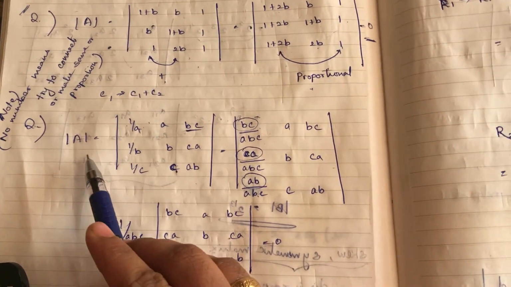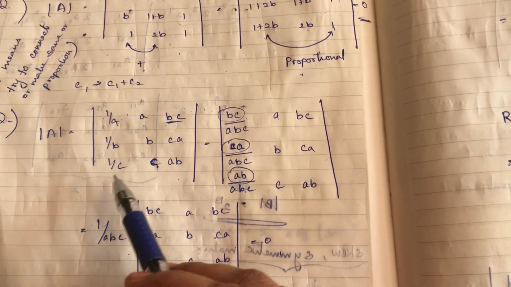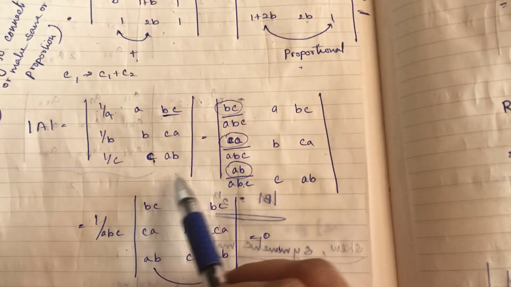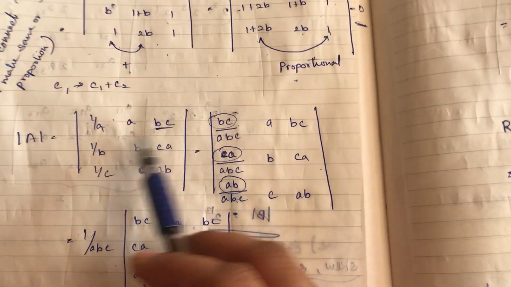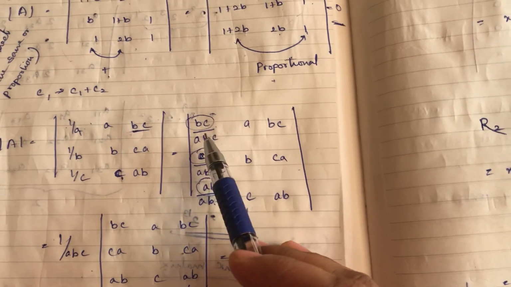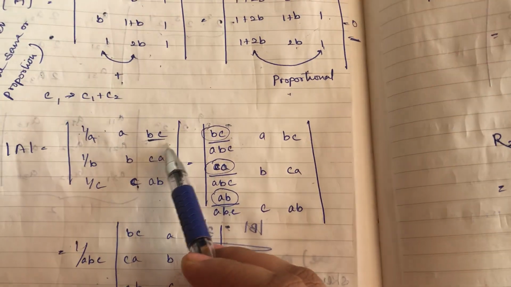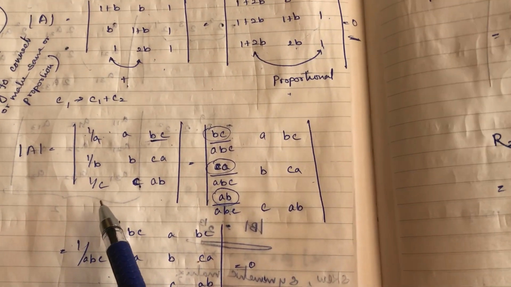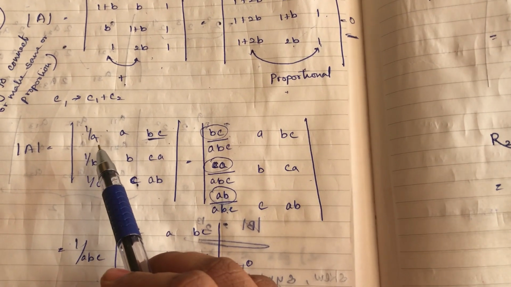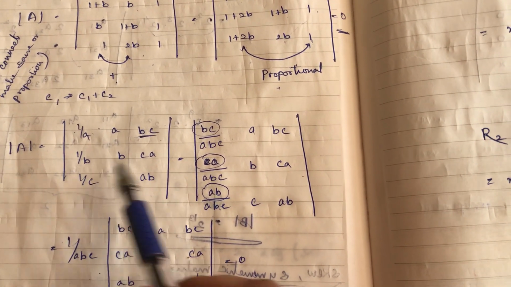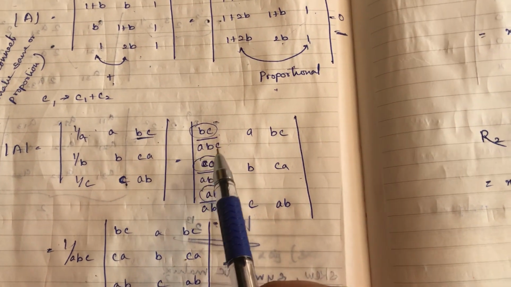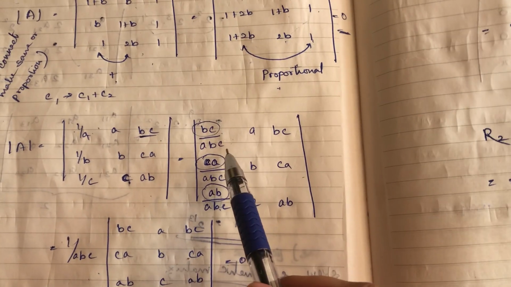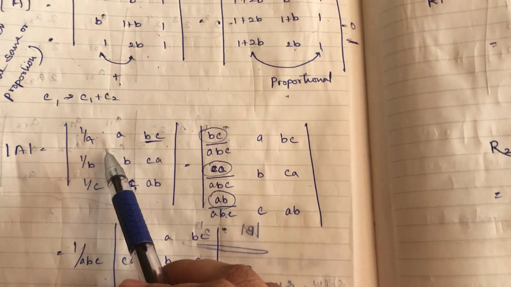So here you can see the second sum: 1 by a, 1 by b, 1 by c. They have given it like this, right? They didn't give numbers, only variables. So just add all these things. Here 1 by a, 1 by b, 1 by c. When the 1 by a comes, it becomes bc by abc. If we write it as bc by abc, this bc and this bc will get cancelled, and we will get 1 by a, right?